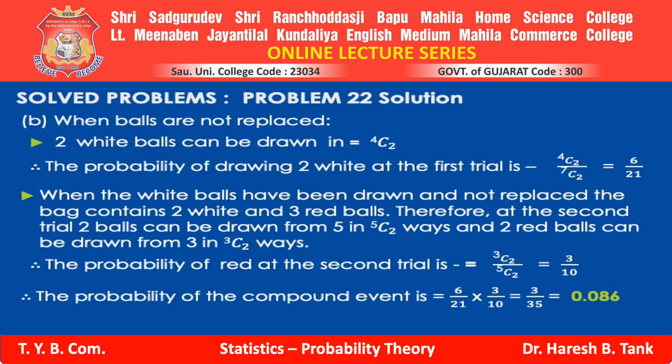Therefore, at a second trial, 2 balls can be drawn in 5C2 different ways and 2 black balls can be drawn in 3C2 different ways. So the probability of black at the second trial comes to 3C2 divided by 5C2. That comes to 3 by 10. And in that case, the compound probability becomes 6 upon 21 multiplied by 3 by 10, which is equal to 3 upon 35, and which comes to 0.086. Right? Let us have one more example.